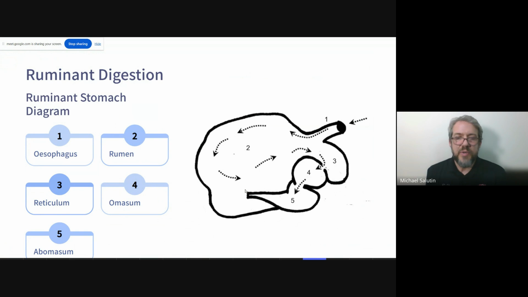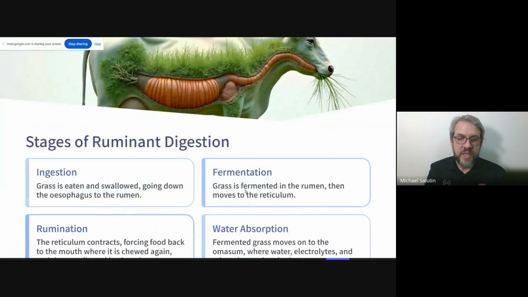Okay, so these are the parts you need to know, and these are the names you need to know, and you also need to know what's happening in each section. So we're going to go over that in the next one here. So these are the stages, once again, of the ruminant digestion. So starting with ingestion, the grass is eaten and swallowed, and it goes down the esophagus to the rumen.